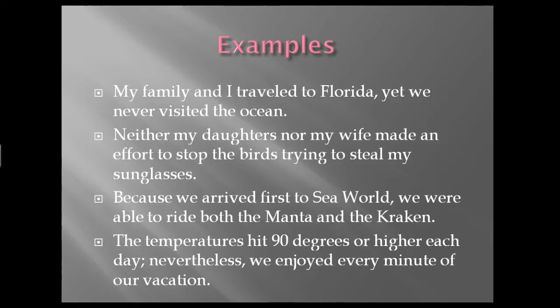Some examples. My family and I traveled to Florida, yet we never visited the ocean. In here we have two different kinds of FANBOYS or coordinating conjunctions. We have and as part of the compound subject, and we have yet following a comma to indicate we have a compound sentence.